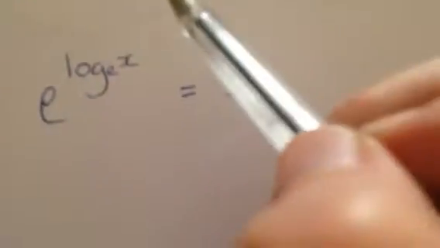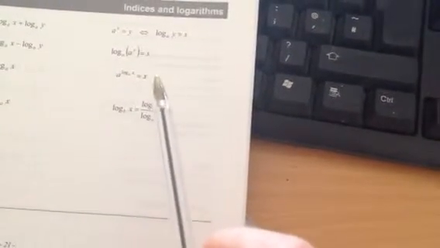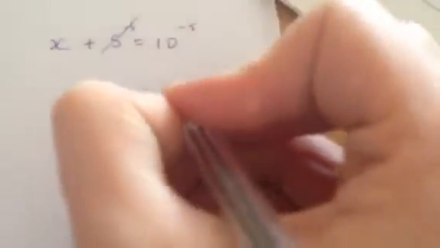And the reason that this rule works is because logs and indices are opposites of each other. They're the inverses. So if you have a sum where you have x plus 5 is equal to 10, well, you use minus 5, the inverse of plus 5, to work with it. Same with if you have 2x is equal to 12, you'll divide by 2 because they're the inverse. So we have the inverses are plus and minus.